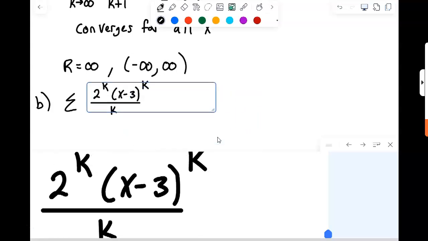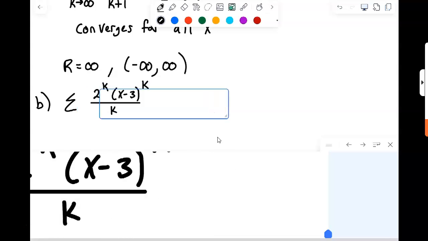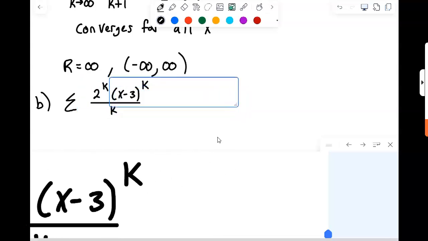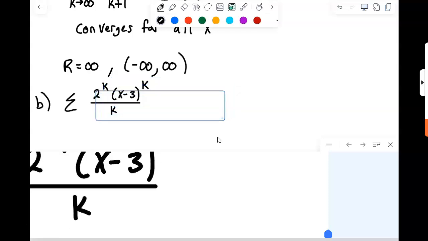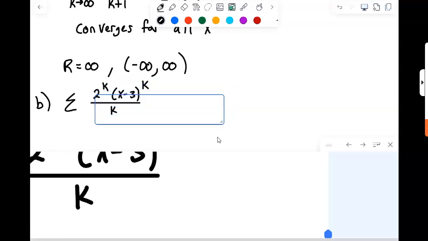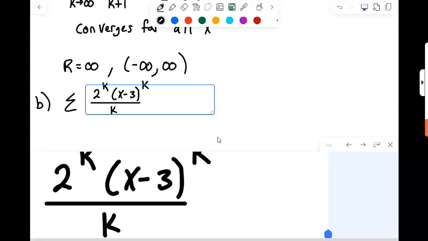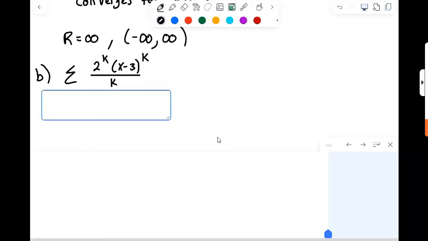Now, this one here, we could use the ratio test, but just to review, I want to do this with the root test. And it kind of stands out as a good idea for the root test because I have a 2 to the k and an x minus 3 to the k. Yeah, I am going to have to deal with the root of k, but we'll handle that in a moment. So I just want to do the root test as another option. You could also try the ratio test here as well. The results should be consistent.